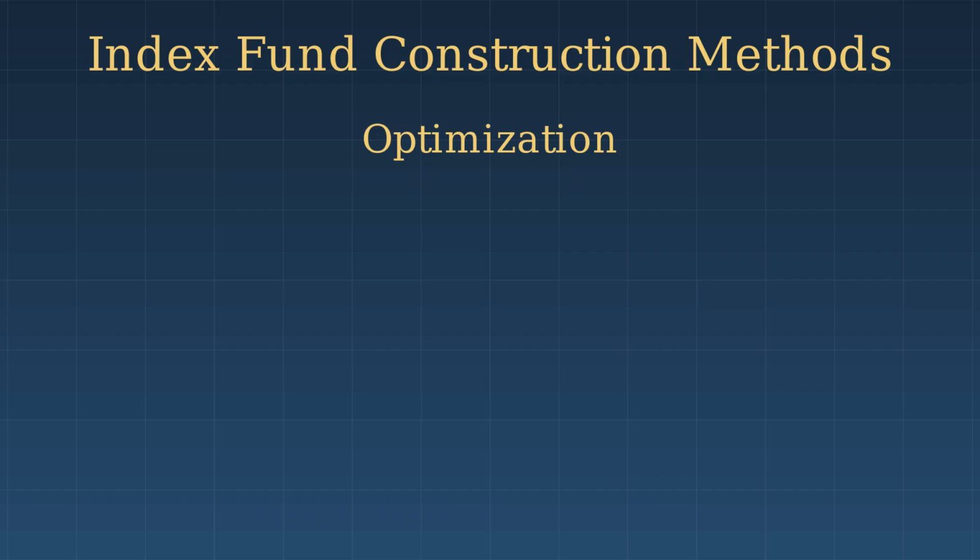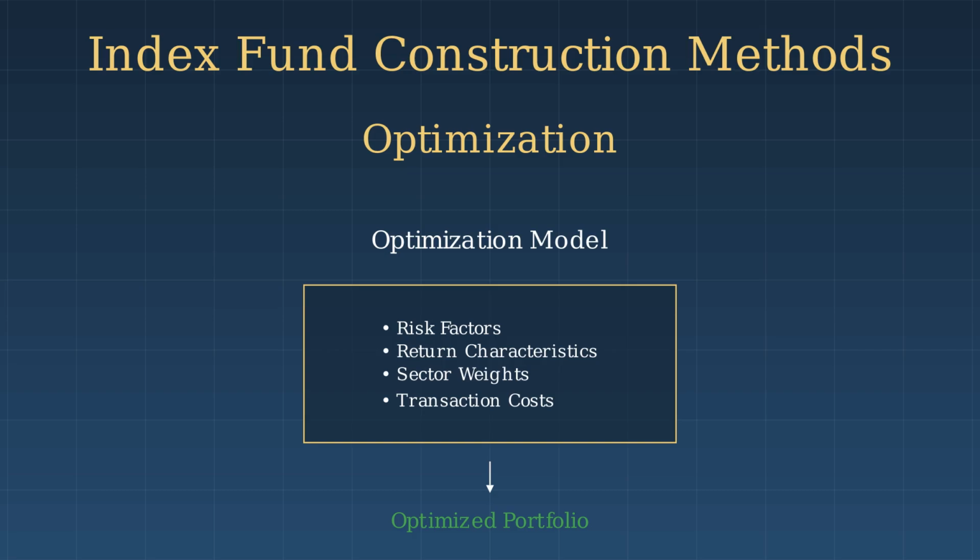The third method is optimization, which uses advanced quantitative models. Optimization employs mathematical models to select securities that match key risk and return characteristics of the index, while minimizing costs and operational challenges. This approach effectively balances tracking accuracy with cost efficiency, but introduces complexity and potential model risk, and may be less transparent to investors. Optimization typically produces tracking results similar to sampling, but with potentially lower costs in certain market conditions.